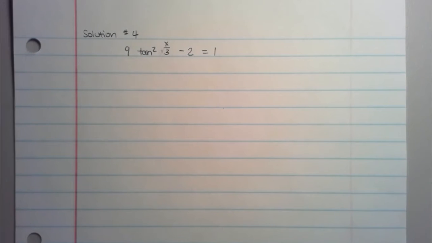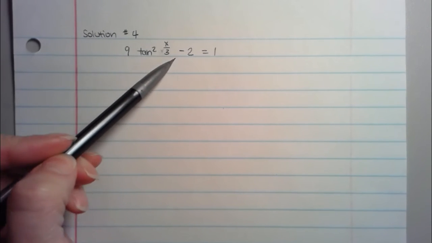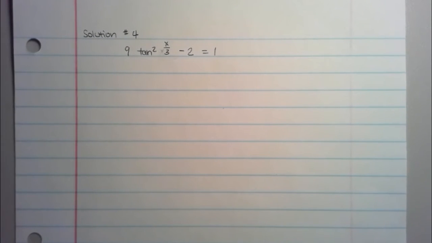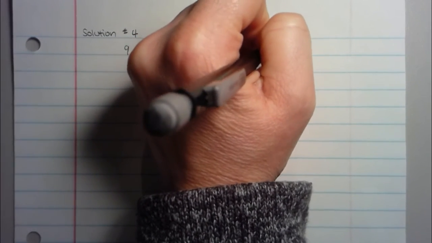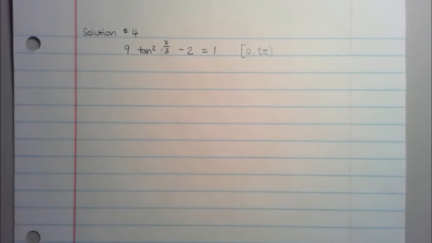This is solution number 4, and our equation is 9 tan squared of x over 3 minus 2 equals 1. So this is another situation where we have some coefficient with our variable, a multiple angle equation. And remember that we always want to find the general solution first, even though this is asking us to find solutions on the interval from 0 to 2 pi. We're going to find the general solutions first and then plug in for n to get our specific angles on the interval.